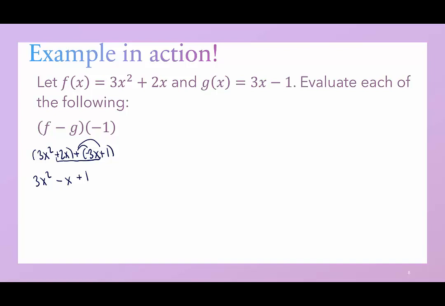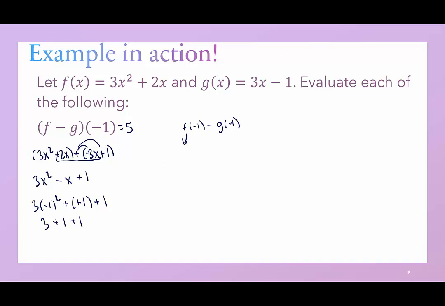Now I'm going to replace all x's with minus 1's. 3 times minus 1 squared minus 1. Be very, very careful about that. Order of operations says minus 1 squared is 1. 1 times 3 is 3. Here I have minus negative becomes plus a positive. And 3 plus 1 plus 1, here I get 5. What should I get when I do f of -1 minus g of -1? You bet your bottoms we're expecting to get 5 as our final result.